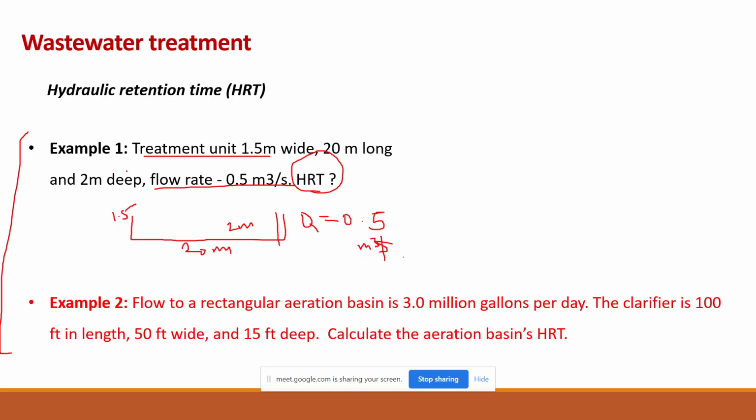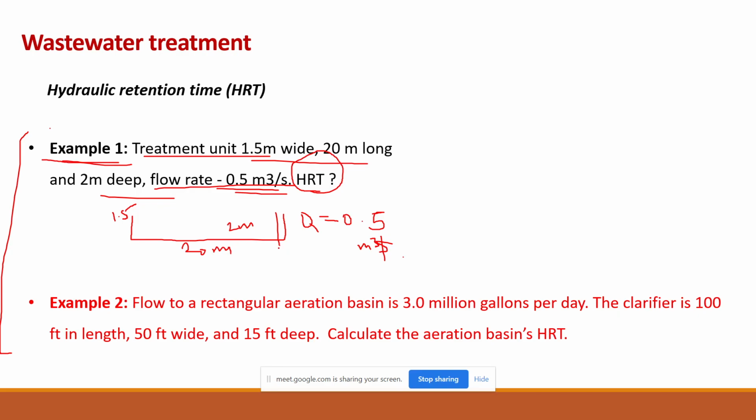Correct? So what will be the hydraulic retention time for the treatment unit which is having the following dimensions and the flow rate of the wastewater? I'll suggest you try to attempt this and solve it. We have already done it, but just a recap because last time we could not discuss it in detail. So just try to solve this.